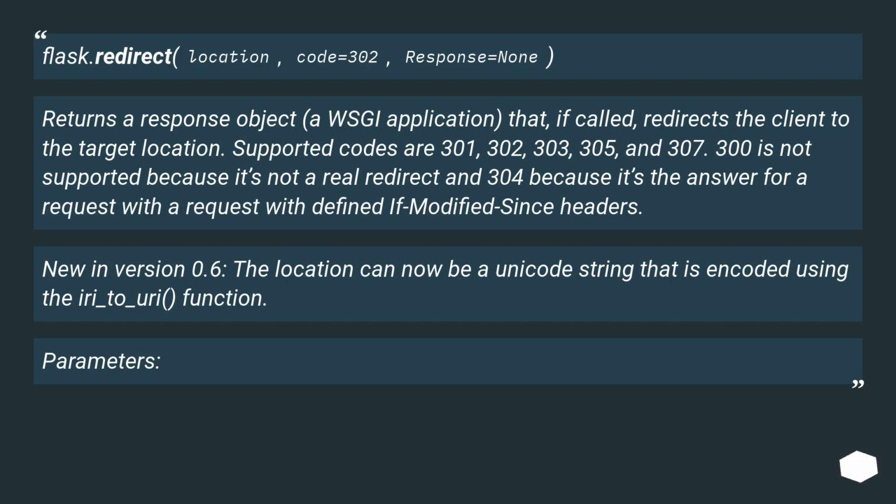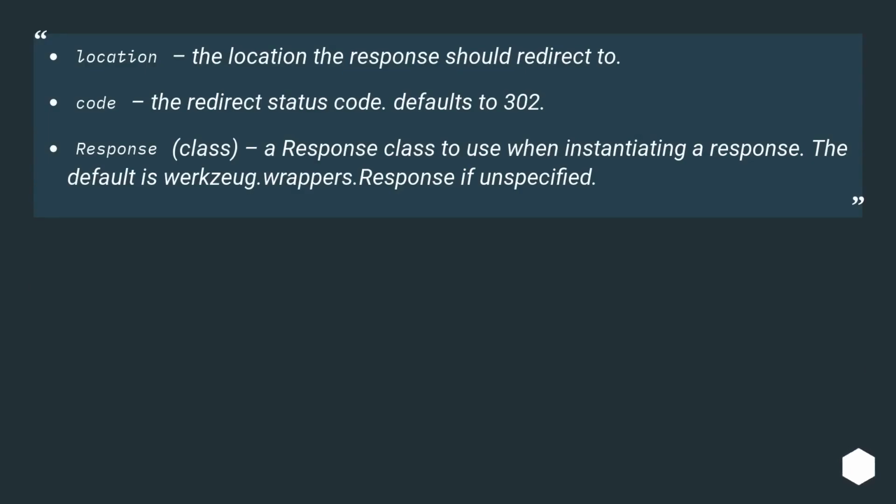The location can now be a Unicode string that is encoded using the iri_to_uri function. Parameters. location: the location the response should redirect to. code: the redirect status code, defaults to 302. Response: a response class to use when instantiating a response. The default is werkzeug.wrappers.Response if unspecified.